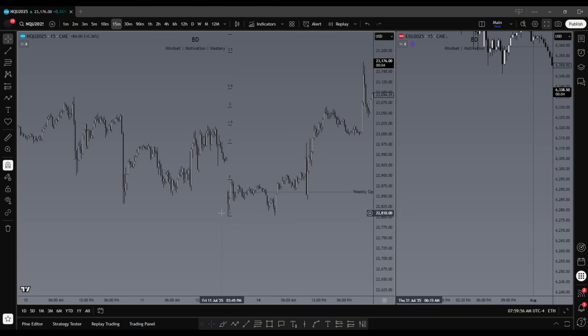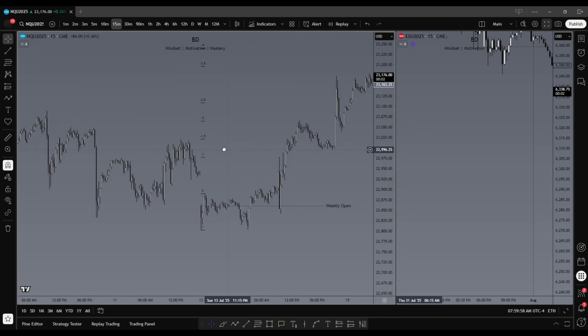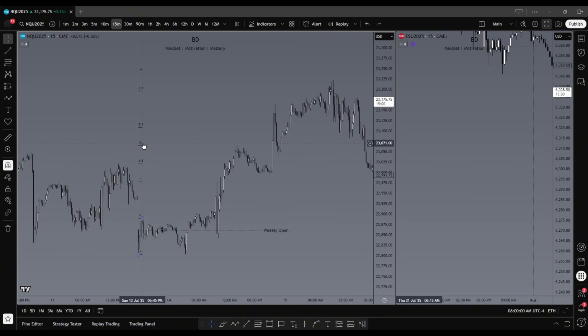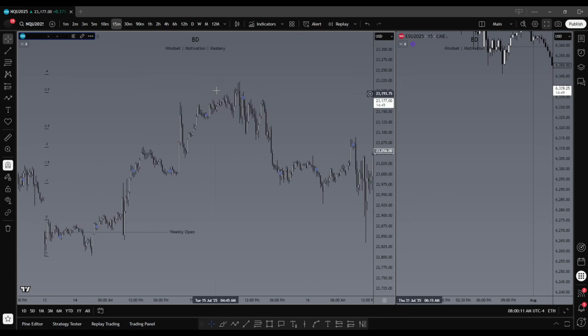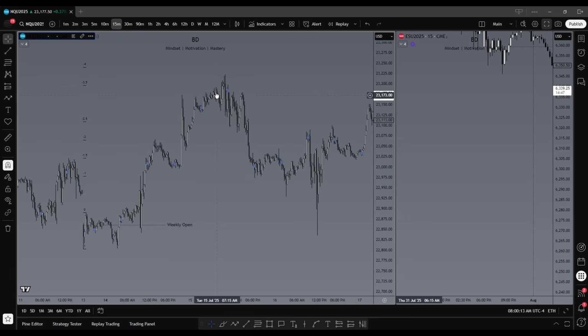This high to low that I'm using to project this first distribution. And you tell me if it was a valid projection. Look at that reaction right there at 2 standard deviations. Reaccumulation, boom, expanded through 2 to 2.5, and then slowly made its way up to 3.5 to 4. And then look at the reaction at 3.5 to 4 standard deviations. Full reversal, right back to the weekly open.